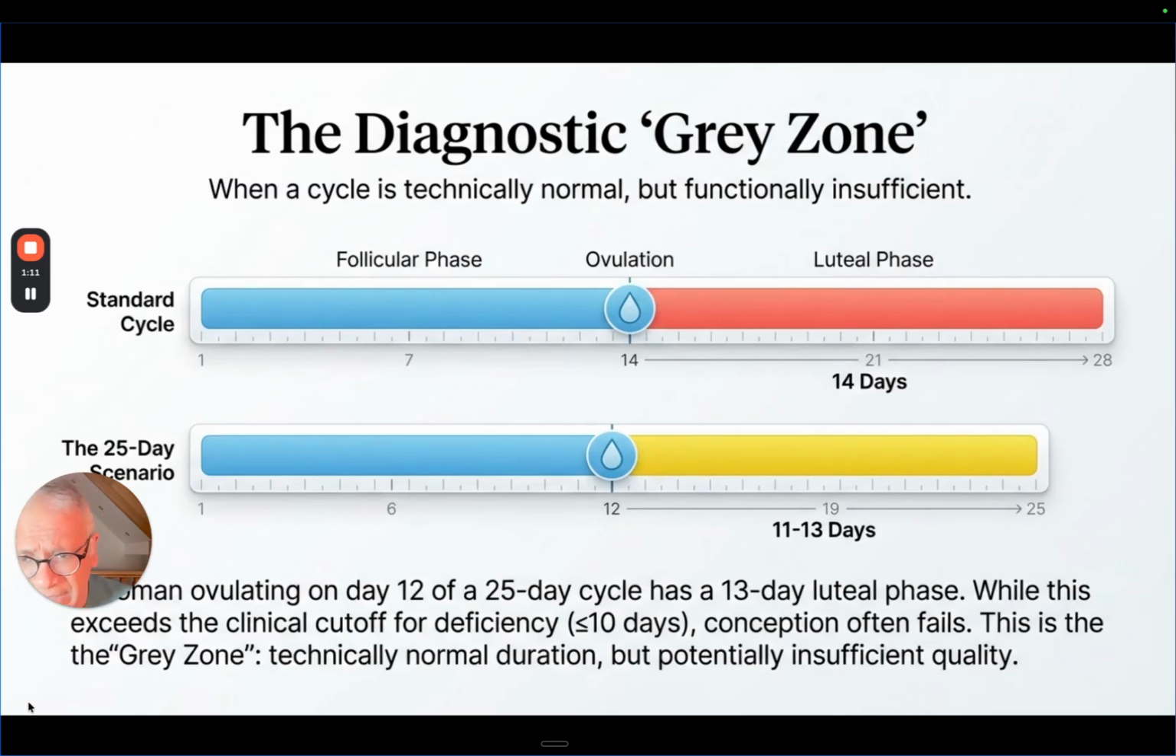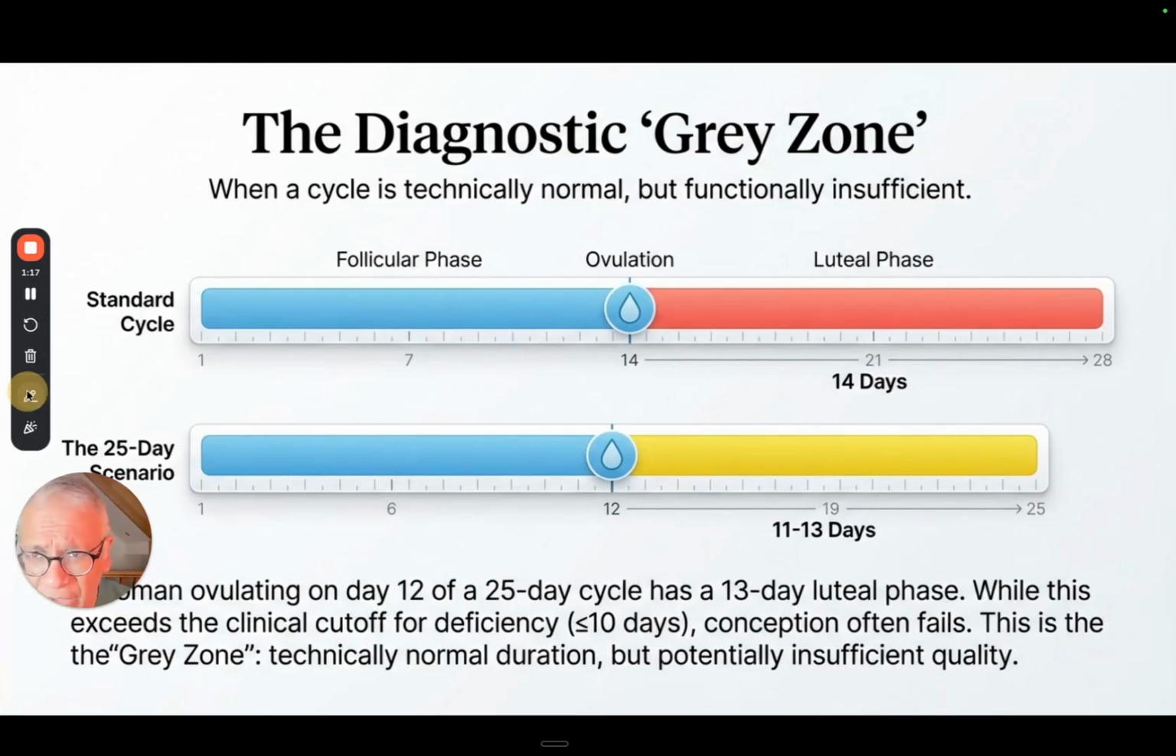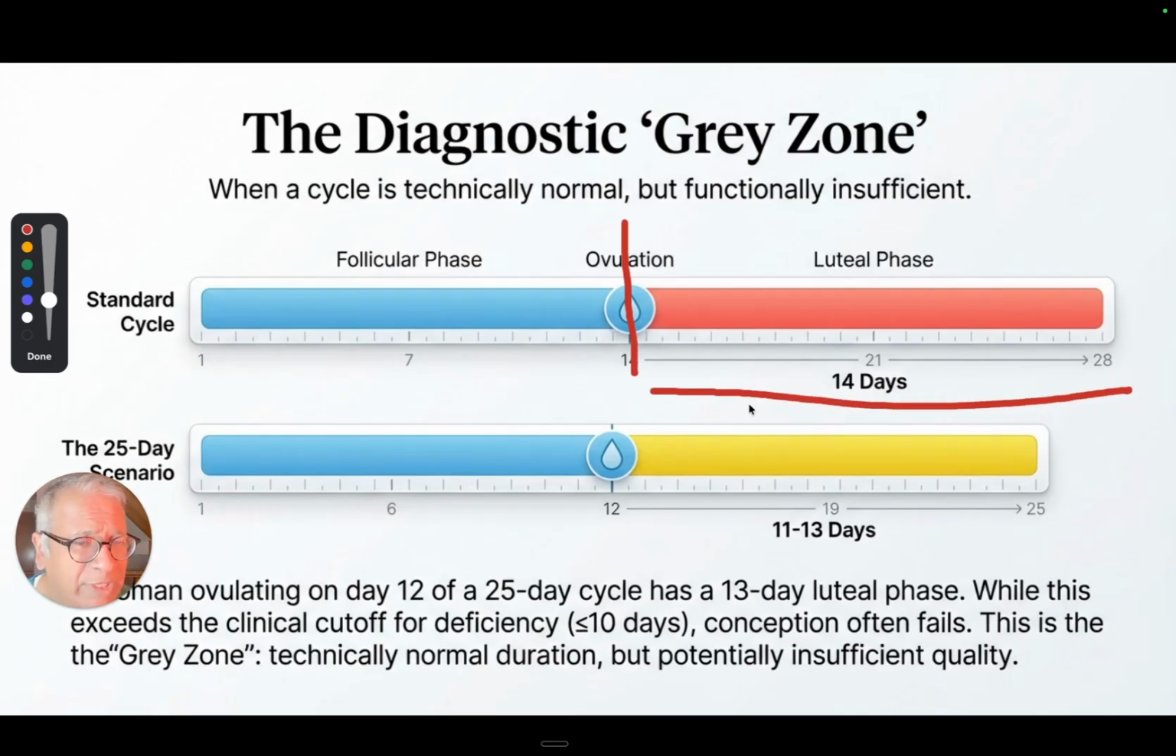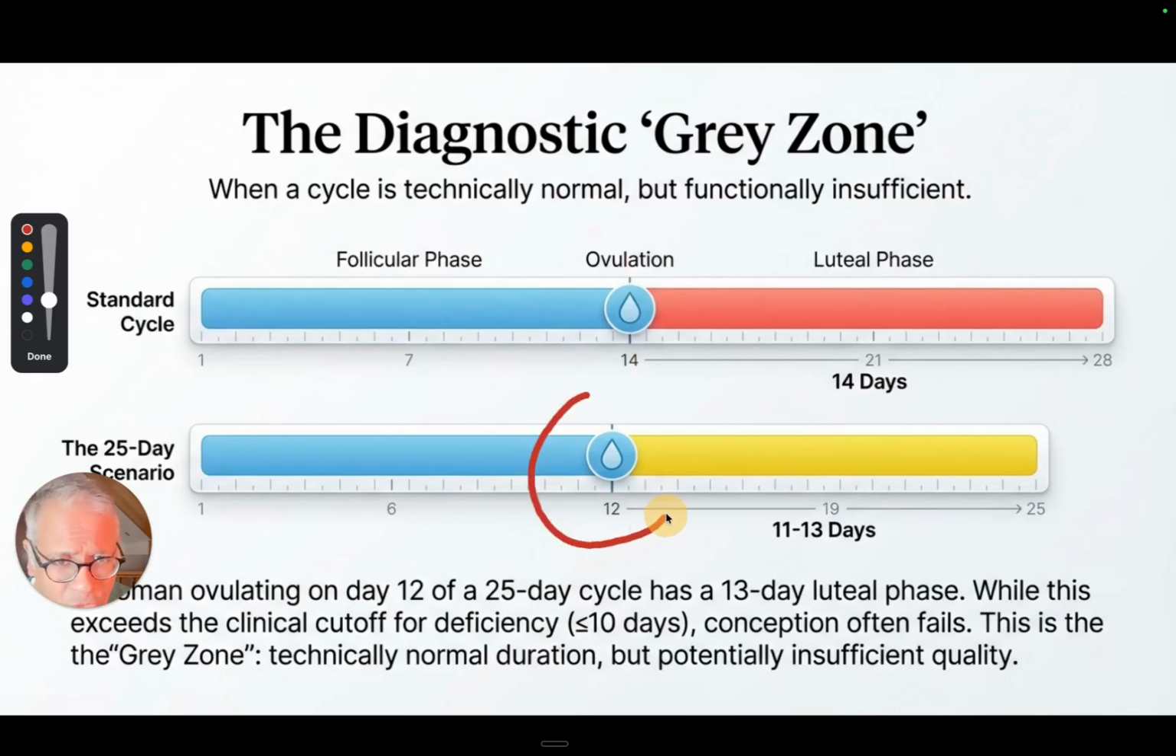So if you look at the diagnostic criteria of the gray zone, what happens in a normal cycle? In a normal cycle, you are seeing ovulation occur around day 14 and a 14-day luteal phase. When you ovulate, let's say on day 12 in a 25-day cycle, your luteal phase gets shortened to 11 to 13 days. While luteal phase defect on a cycle is defined as anything less than 10 days, shorter cycles, there could be a possibility that conception would fail. This is the gray zone, technically normal duration.